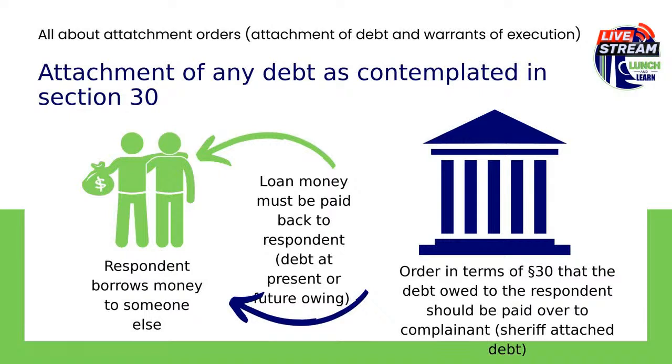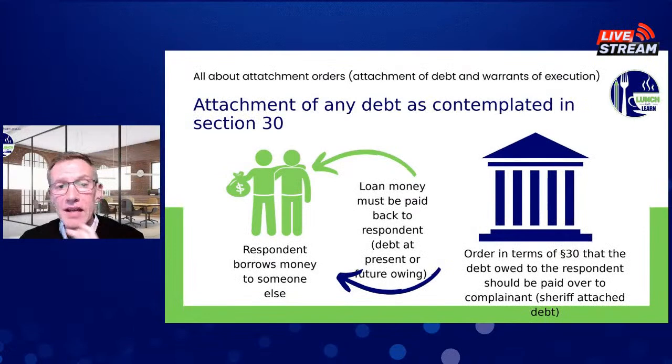So in terms of Section 30, where you deal with attachment of any debt as contemplated in that section, I made it a little bit graphical so that we could understand what is meant by that. So we have a situation where the respondent lends money to somebody else. He gives his best buddy a certain amount, 100,000 Rand, just for example. That loan amount, that 100,000 Rand that he lent to his best buddy, needs to be paid back to the respondent. And that could be debt that is due at present, or it might be future. So they could come to an arrangement, I'll pay you back within a year, or whatever the case might be. So that is debt that is either present or future owing.